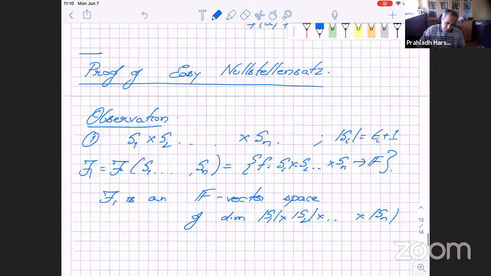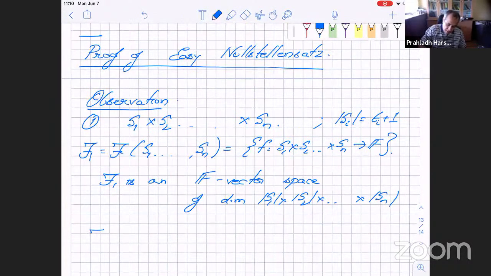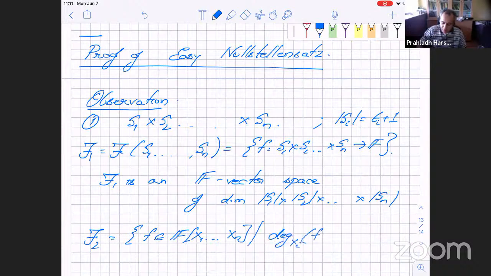Okay. Now I'm going to look at, so this is F1. Now I'm going to look at F2. What is F2? F2 is the set of all polynomials F belonging to F[x1, ..., xn], such that the degree in the ith variable of F is at most, what do I want it to be? At most Ti, that is equal to size of Si minus 1. So I'm not controlling the total degree, I'm controlling the individual degree.